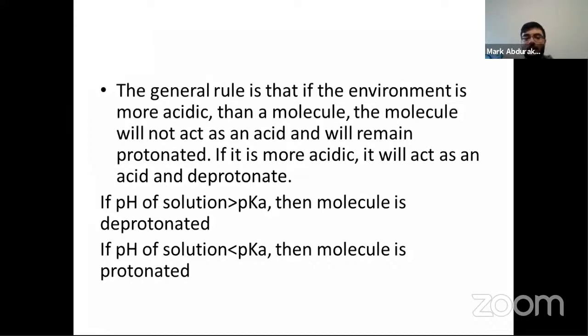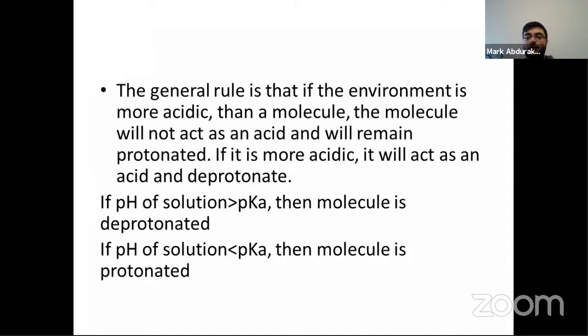Sure, no problem. So as I mentioned, the pH is the measure of acidity, right? The higher it is, the less acidic it is. And the lower it is, the more acidic it is. pKa is also the measure of acidity of the compound. So if the pH of the solution is greater than the pKa of the molecule, that means the environment is less acidic than the molecule. Then the molecule will act as an acid and donate a proton. Therefore, it itself becomes deprotonated because it gives it away.